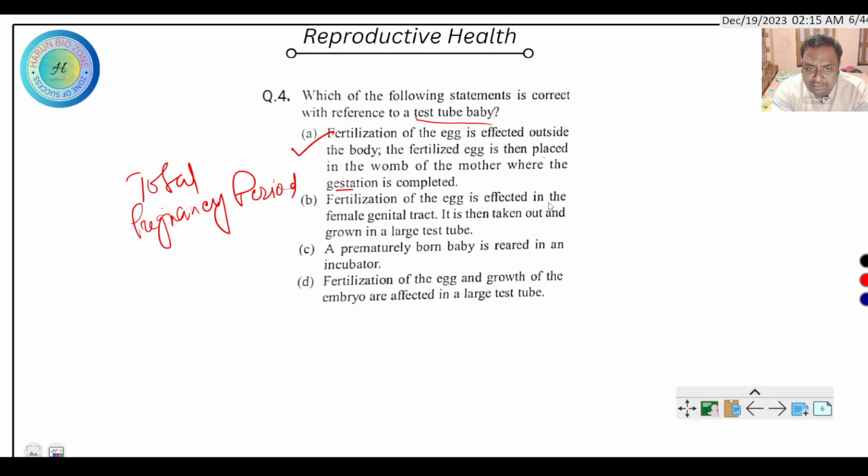Fertilization of the egg in the female genital tract is not the case for a test tube baby. It is outside the body. It is then taken out and grown in a large test tube: false, a wrong answer. A prematurely born baby is reared in an incubator: false. Fertilization and growth of the embryo in a large test tube: false. So here the right answer is A.